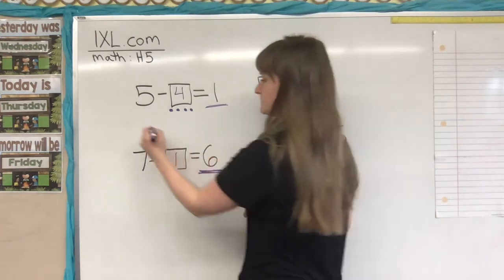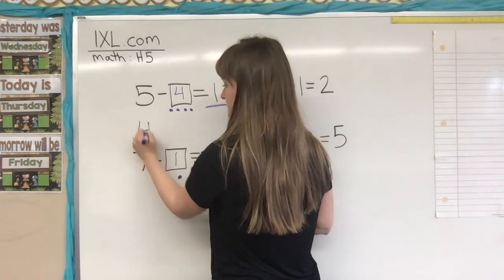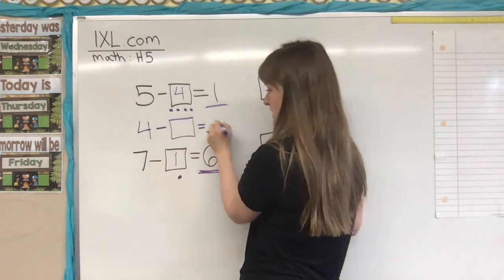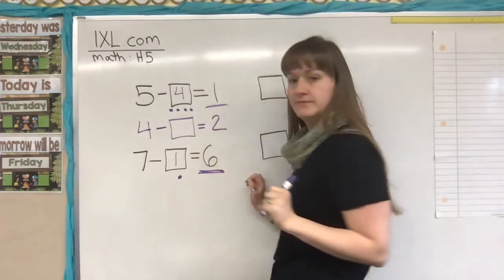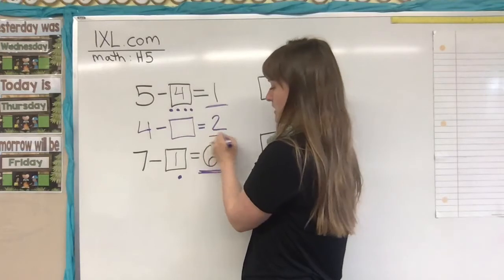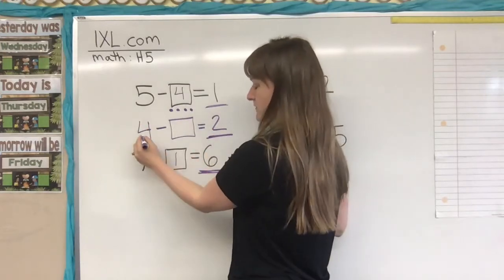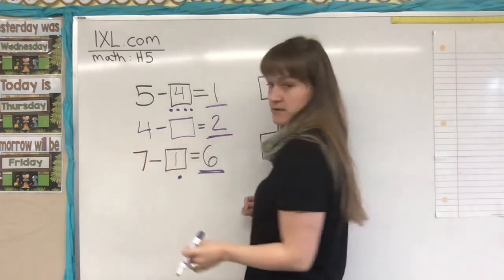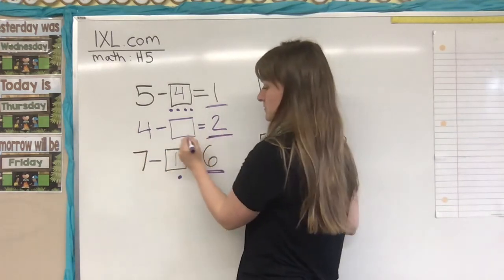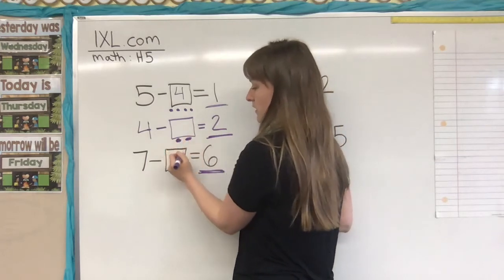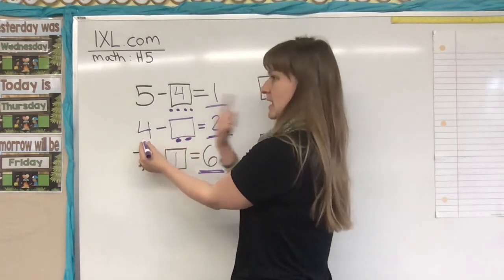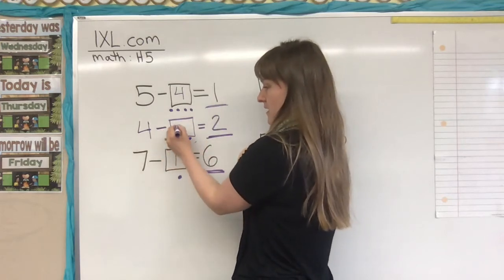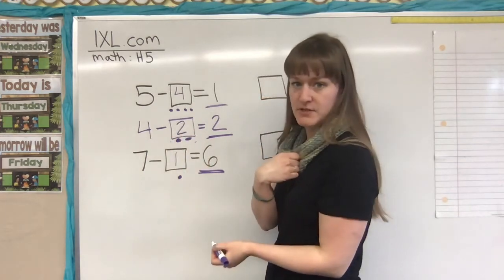Let's do one more. 4 minus something equals 2. So here we go. We have our answer, 2. We have the first number. Let's start at our answer and work towards our first number. 2, 3, 4. That's our number. I said the number we have out loud. However many times I had to count up, that's our answer, 2.